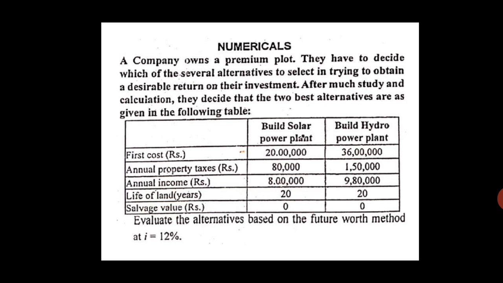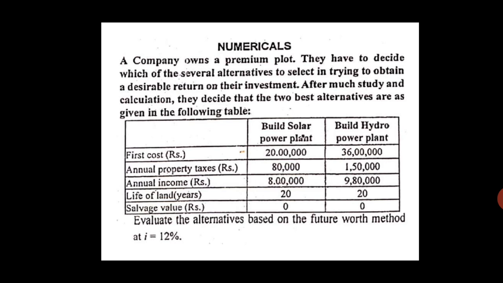Now you can see there are two options. One is to build a solar power plant in that plot, or to build a hydro power plant. Okay, the first cost, the initial investment, that capital expenditure, is 20 lakhs for solar plant and 36 lakhs for hydro plant. Then taxes: for a solar power plant, you have to pay 80,000 rupees tax annually. This is outgoing, the expenditure. And for hydro power plant, you have 1.5 lakh rupees tax annually.